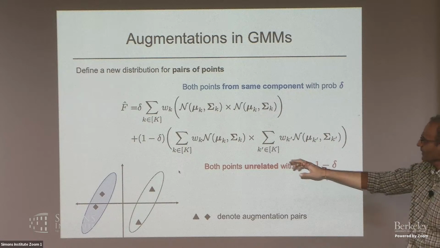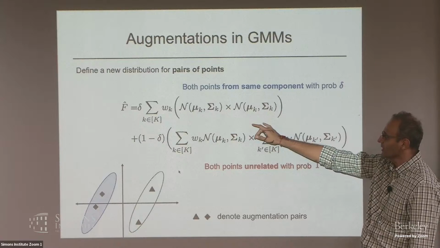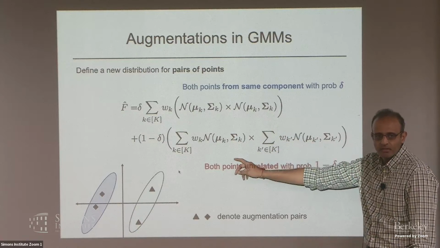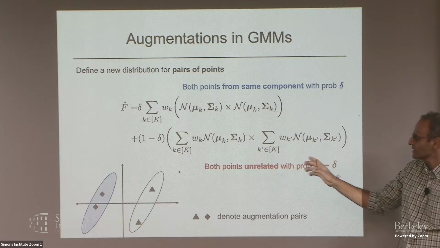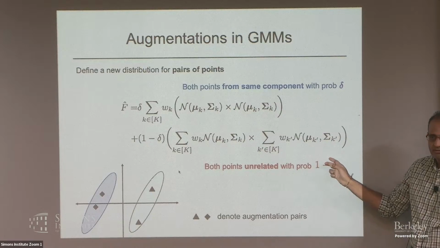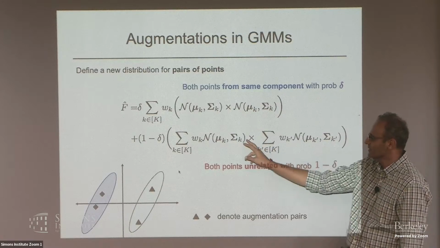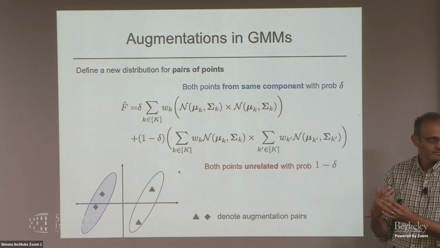So first I flip a coin with probability 1 minus delta. The pairs are just independent draws from the same Gaussian, right? So the first point is this, and the second point is this. That's what this product means. This is the distribution of the first point, this is the distribution of the second point, and it's just a product distribution.